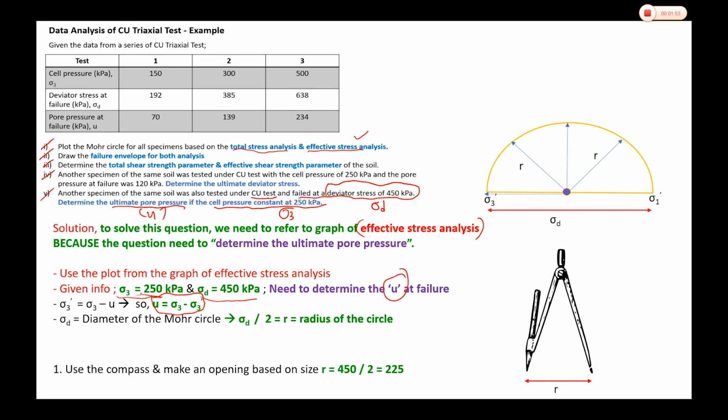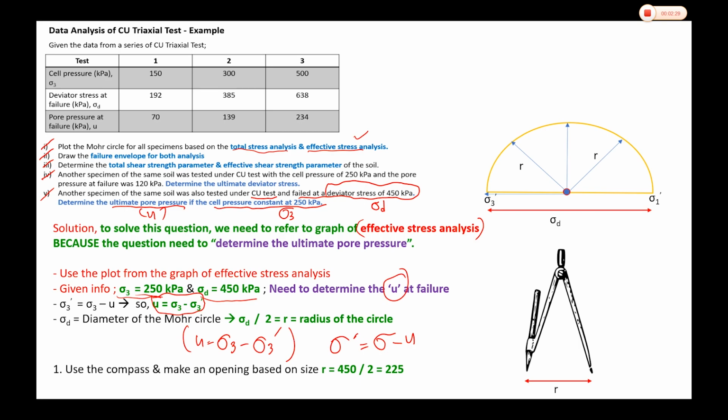How do we get U? From this equation: U is equivalent to sigma 3 minus sigma 3 prime. Why do we use sigma 3? Because the information given is sigma 3. Remember that effective stress analysis is sigma prime equals sigma minus U. So to get U, you have sigma minus sigma prime. In this case, we use sigma 3 minus sigma 3 prime. But we don't have sigma 3 prime yet.